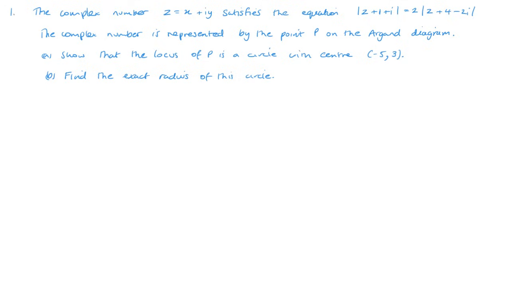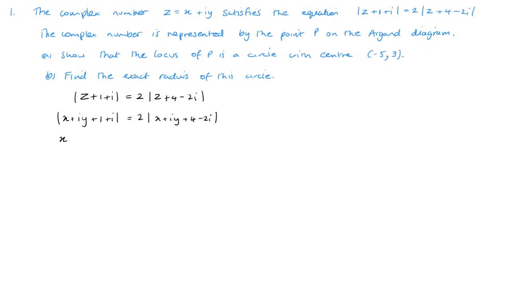Okay, so starting off with... plus i equals 2z plus 4 minus 2i. So the first thing I want to do is just replace my z. So x plus iy plus 1 plus i equals 2(x plus iy) plus 4 minus 2i.